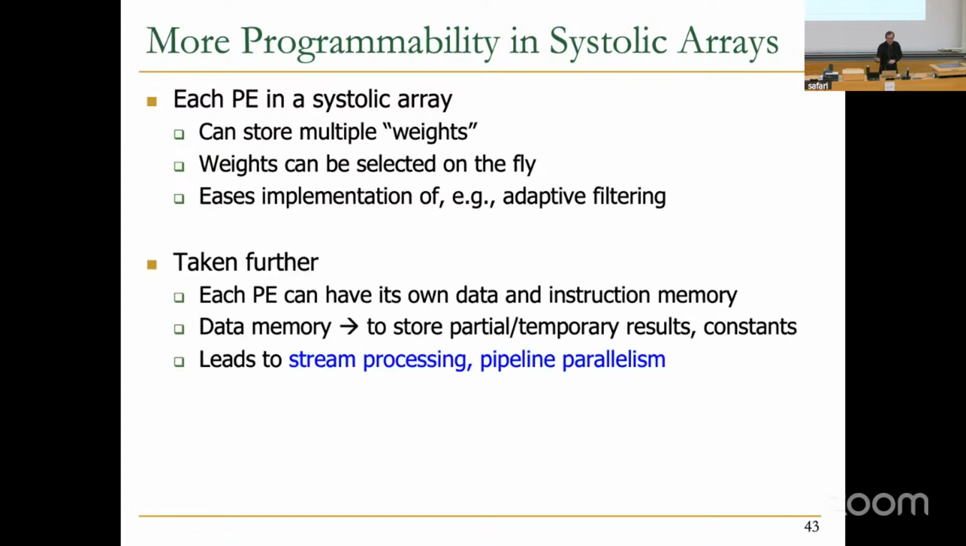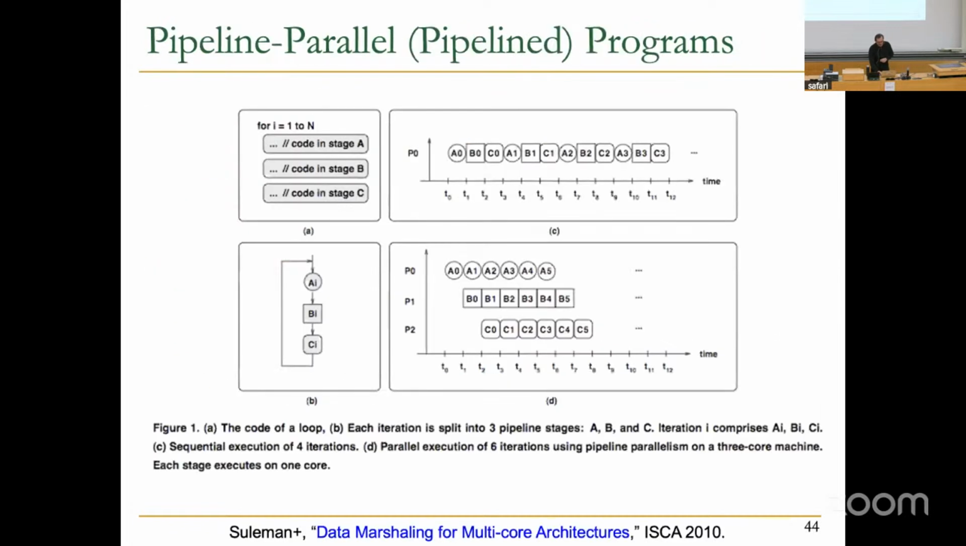If you take this further, each processing element can have its own data and instruction memory. And data memory can be storing some results, some constants. And if you actually generalize the model, each processing element can be its own core, right? It could be a general purpose core. Now this becomes like a programming model of the cores. And this is called a pipeline parallel programming model. I call it stage execution. And I'll give you an example of this.